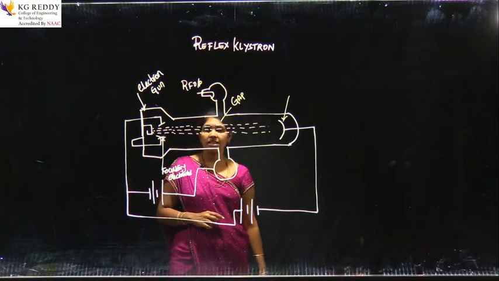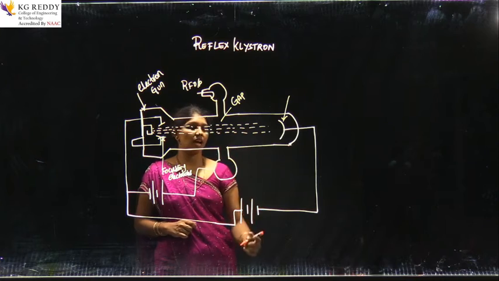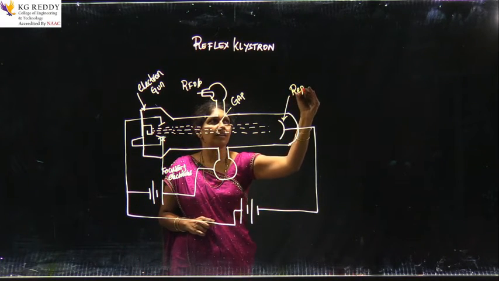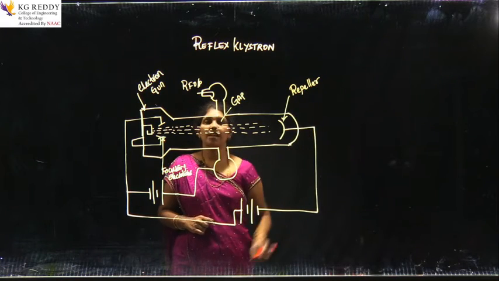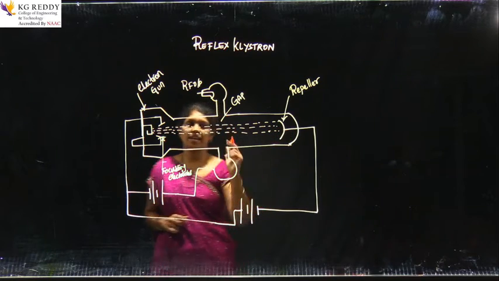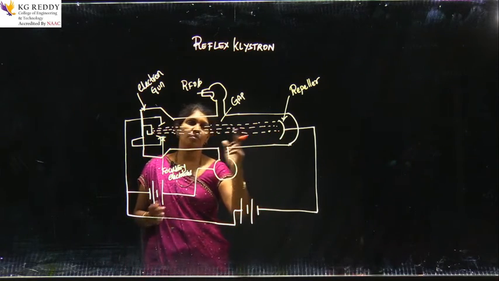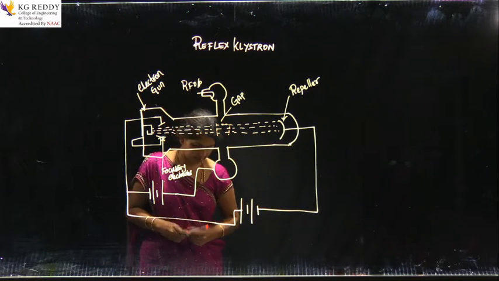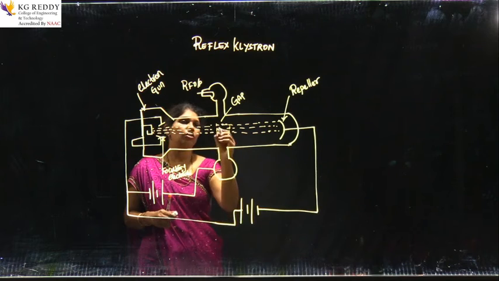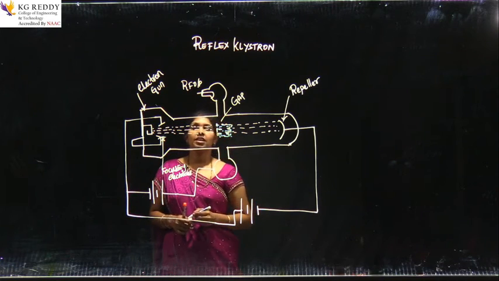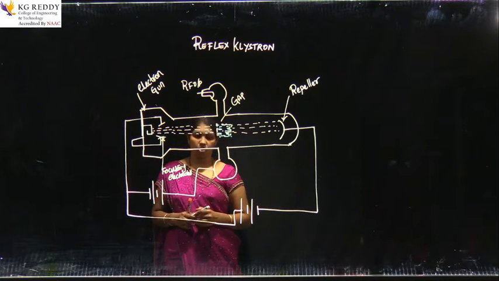We know that like charges repel. The electron is a negative charge and this is a negative terminal, hence this is called the repeller. The repeller will repel the electron, so the electron will turn back and group here, and here bunching takes place. This is the place where bunching takes place. Velocity modulation is the principle of reflex klystron.